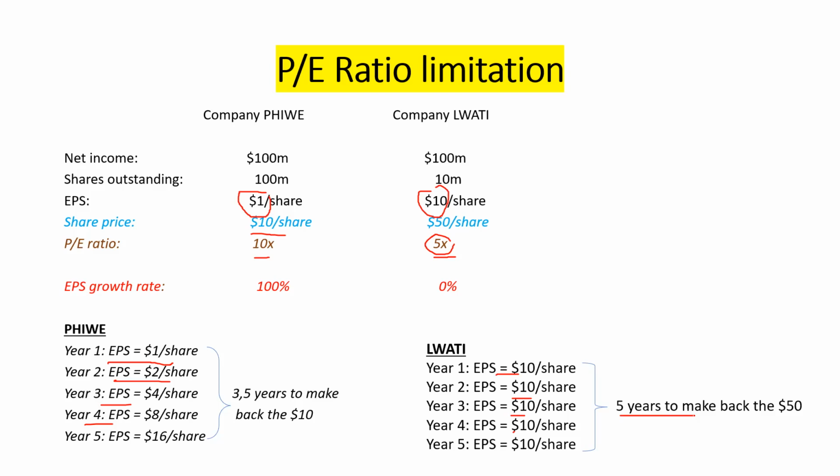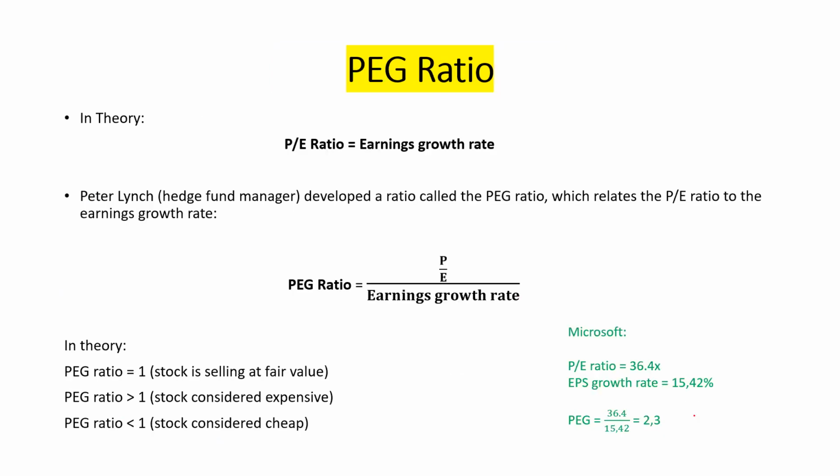And the lesson we learn here is this: the stock with a higher PE could be cheaper than the stock with a lower PE, as in this example. It all depends on the earnings growth rate. And this is the mistake that many investors make. They think that a stock with a higher PE is expensive and a stock with a lower PE is cheaper. And as I have shown you in this example, that is not always the case.